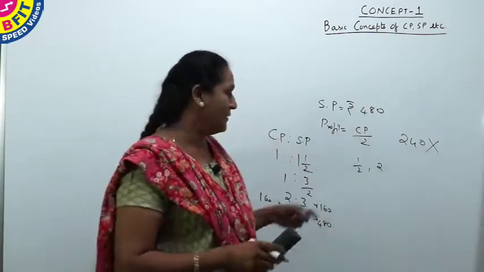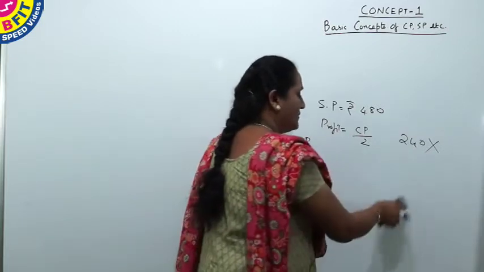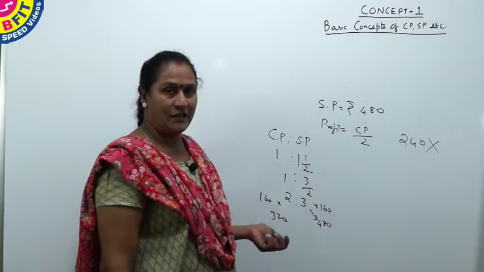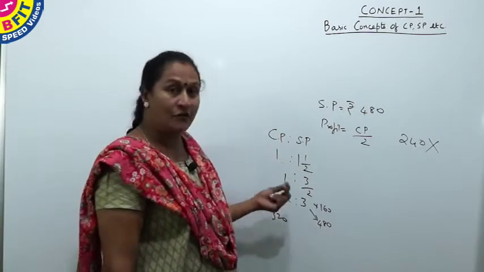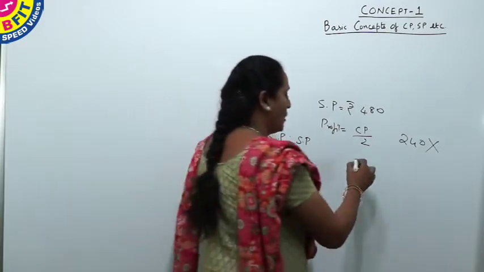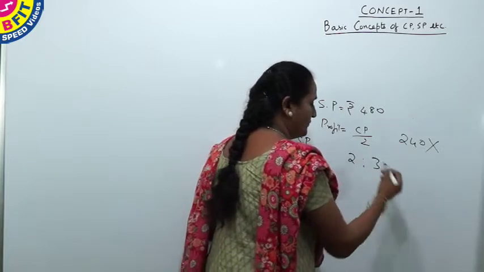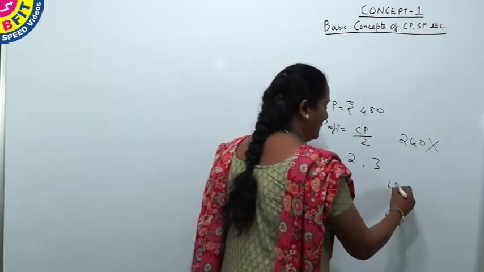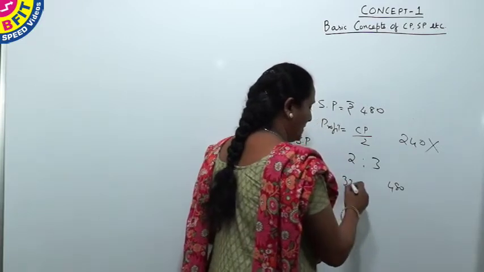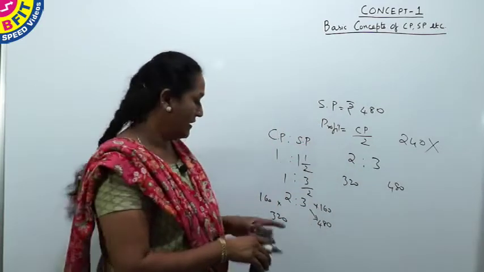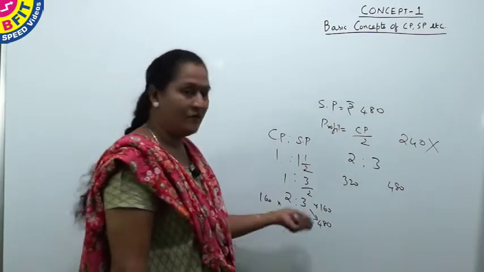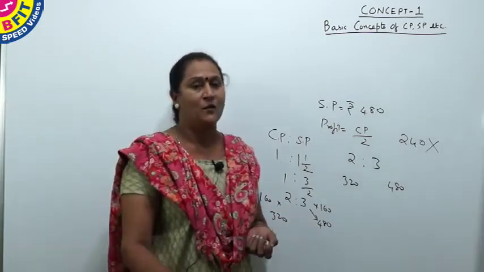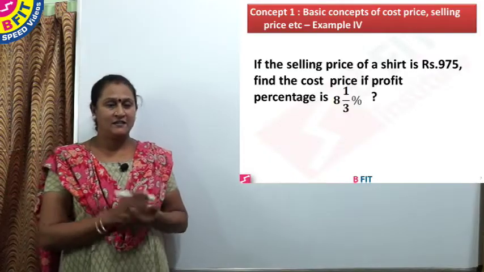So please remember, seeing half of the cost, don't take half of the selling price. Get the ratio of cost price to selling price accordingly and work out. So here selling price is 3 parts, which is 480, and cost price is 2 parts, which will be 320 after multiplying the common factor 160. So we'll see one more example, the next example.